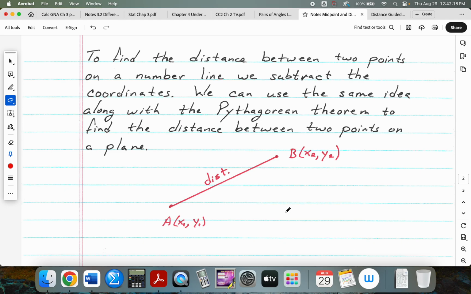So to find the distance between 2 points on a number line, we subtracted the coordinates. Remember, we did that earlier. We can also use this same idea with the Pythagorean theorem to find the distance between 2 points on a plane. And I have a separate sheet for you to help lead you through that idea.